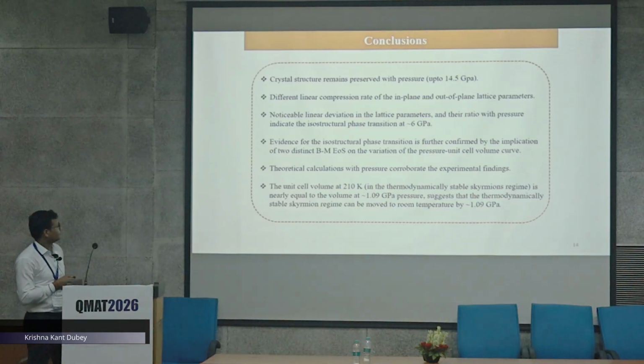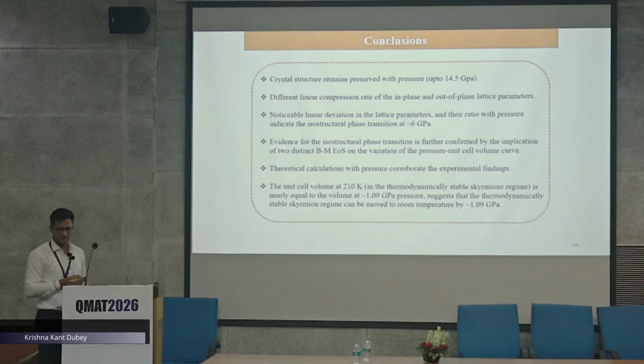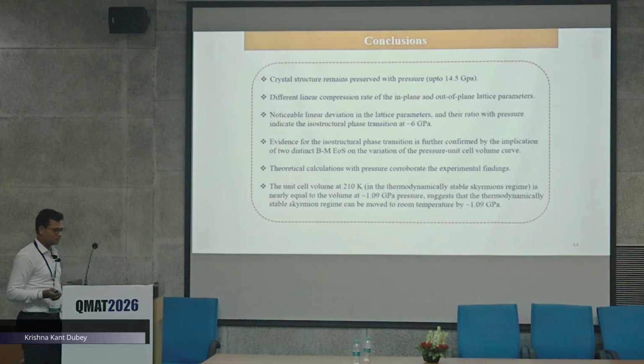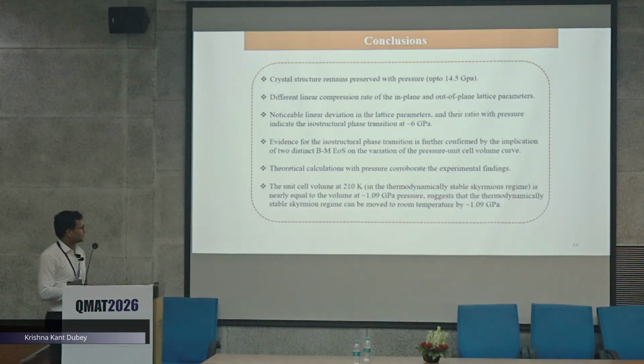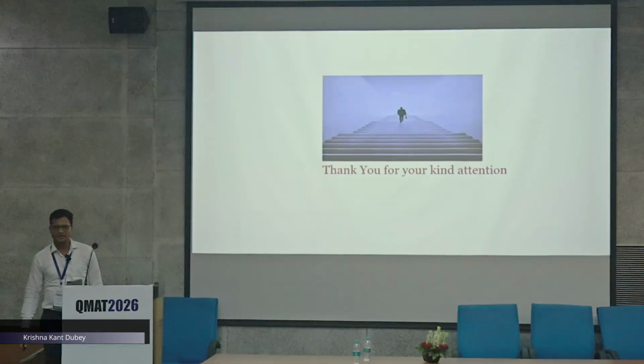So this is the conclusion of my work. The crystal structure remains preserved with pressure at least up to 14.5 GPa, the maximum pressure that we can achieve during the experiment, and it shows an isostructural phase transition at 6 GPa pressure. And after the simulation result, we can conclude that after the application of pressure, we can tune this thermodynamically stable equilibrium region to the higher temperature region. So thank you for your kind attention.